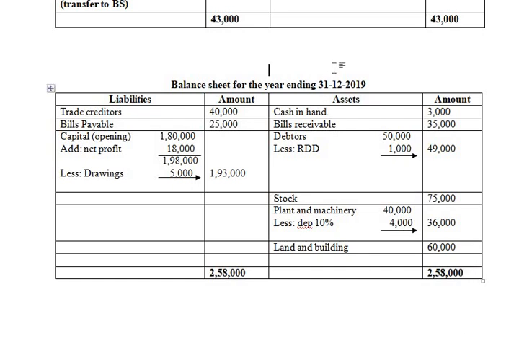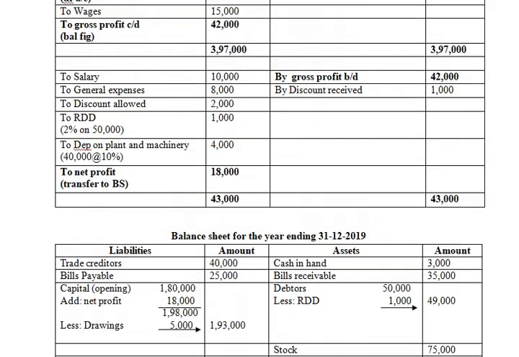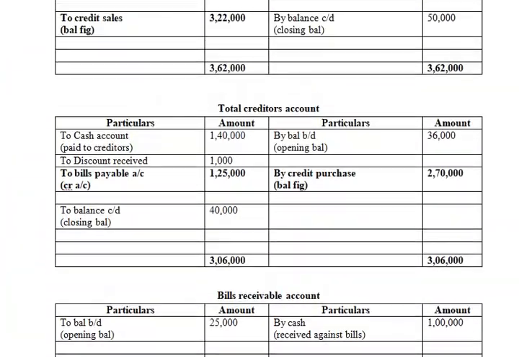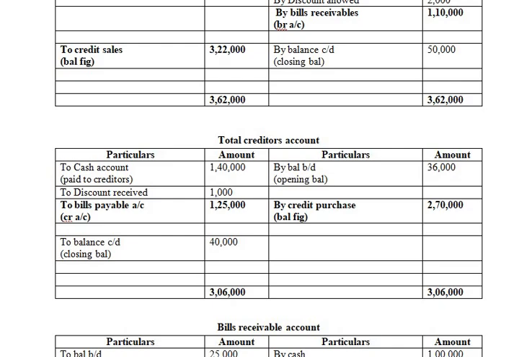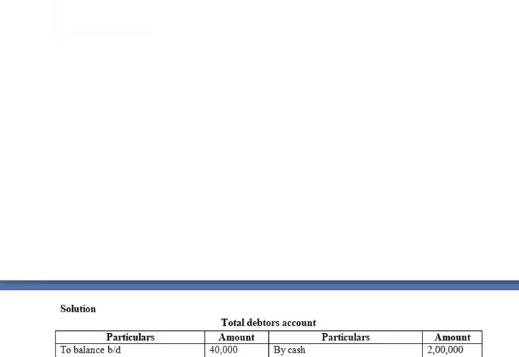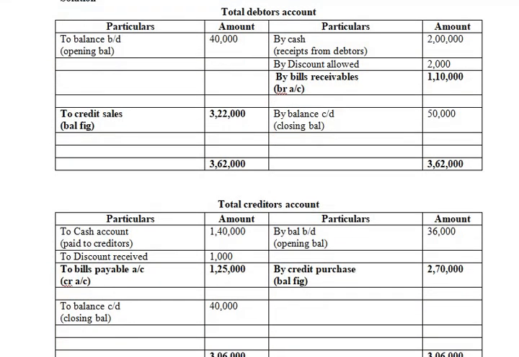I'll just repeat the whole question once again. Pay attention. In the question, we got to prepare the final accounts. Alright, I'll just go back to the question. Quickly, we'll go back to the question. This is the question wherein you got to prepare the final accounts. Statement of affairs has already been given. We will directly start with profit and debtors account, creditors account, bills receivable and bills payable account.